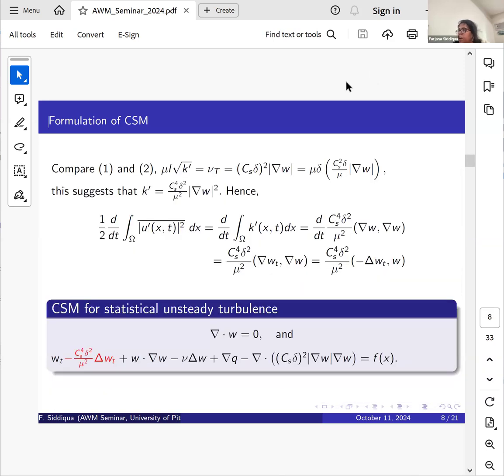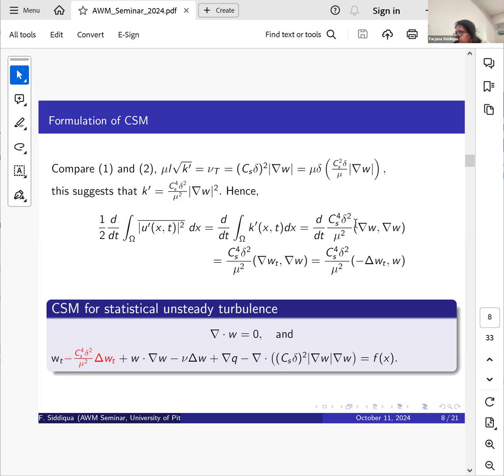Now comparing these two, we have this equation for nu t from Smagorinsky, and then we just multiply by mu and divide by mu to have a similar form to here. You see mu L square root of K prime, and here you have mu delta. Delta is also like a mesh width, like L. So if I compare these two, I see that K prime is equal to exactly this. Okay.